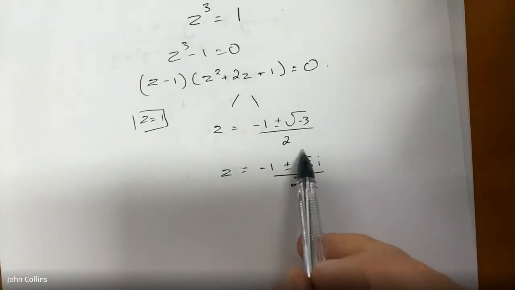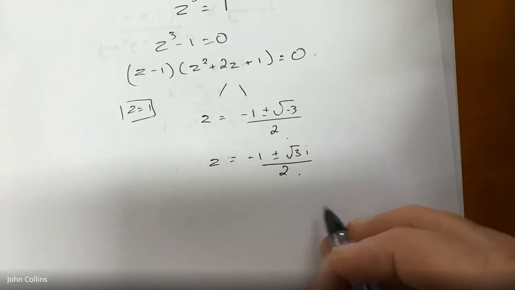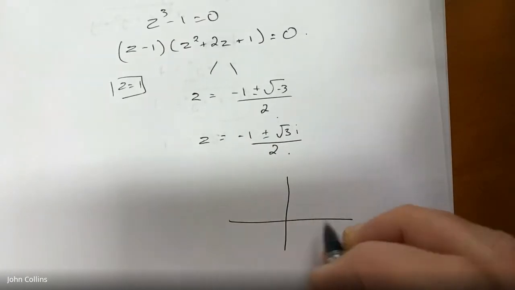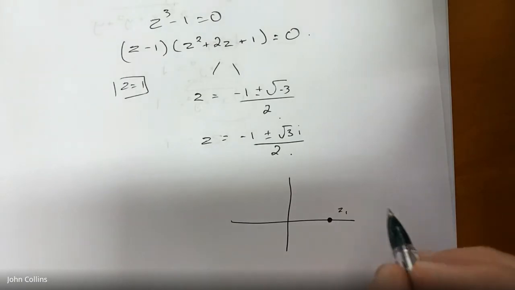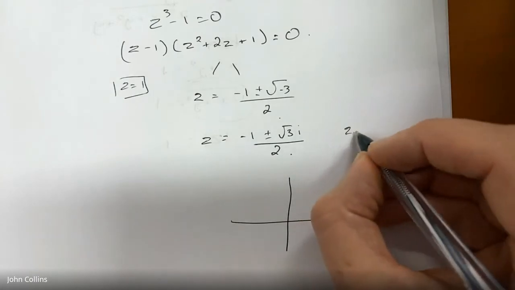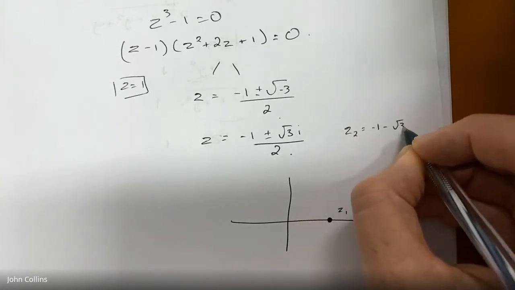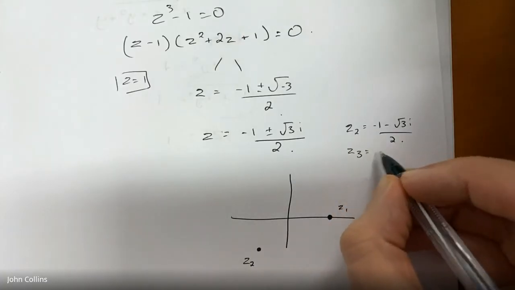First of all, we can see that there are two conjugate roots here. That makes sense. So let's sketch. 1 is here, that's Z1, I suppose we call it. Z2 would be minus a half minus root 3 over 2 i, so somewhere here. So that is Z2.